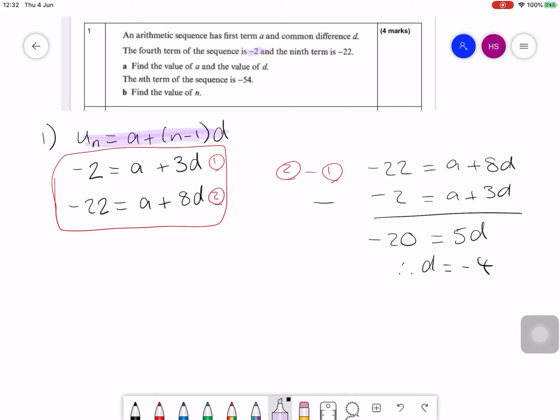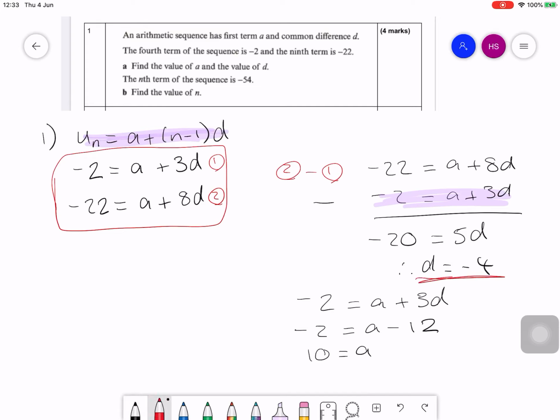And if we look back to what they told us, that makes sense that d is negative, because the fourth term is higher than the ninth term, so we're going down from term to term. So I'm quite happy that I've got a negative value for d. Then I'll just go back to either of them. I'll use this one just because the values are slightly less. So minus 2 equals a plus 3d. And now I know that d is, sorry, d is minus 4. That's going to be a minus 12. So if I add the 12 over, I get a is 10. So there's my value for d, and there's my value for a.